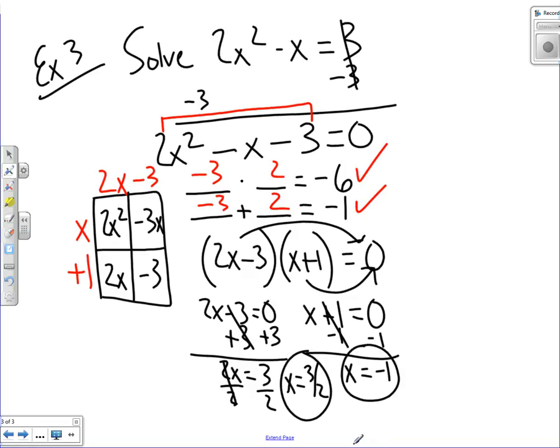What are the two solutions then to this original quadratic equation that we got here at the very beginning? One solution is positive 3 over 2. The other solution is x equals negative 1.